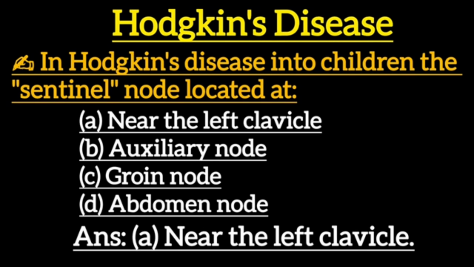Next one: in Hodgkin's disease in children, the sentinel node is located at option A, near the left clavicle, option B, axillary node, option C, groin node, option D, abdomen node. Correct answer is option A, near the left clavicle.